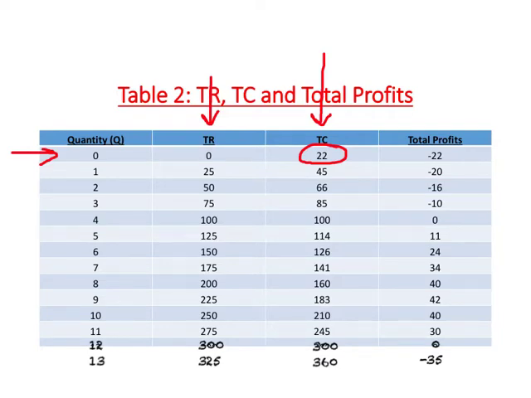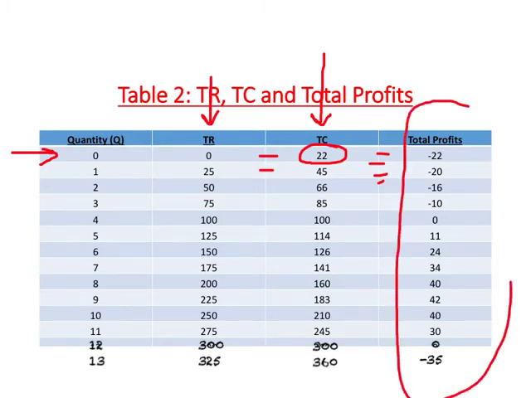So what is total profits? We subtract total cost from total revenue, and this becomes negative 22. When the firm produces 1 unit of output, 25 minus 45, that will be negative 20. In this way we can calculate total profits made by the firm at each given level of output.